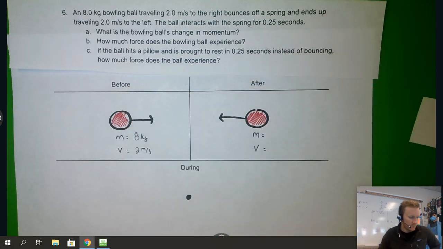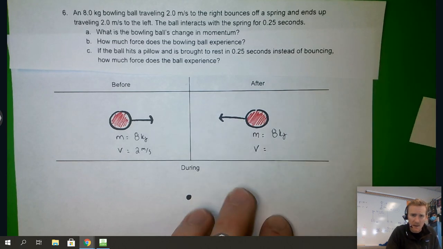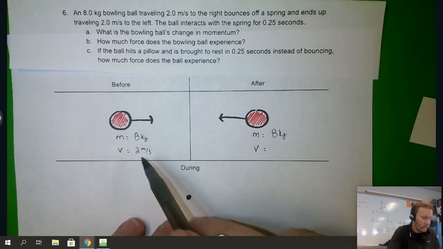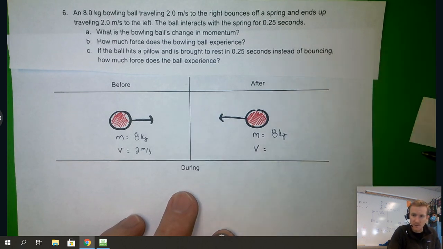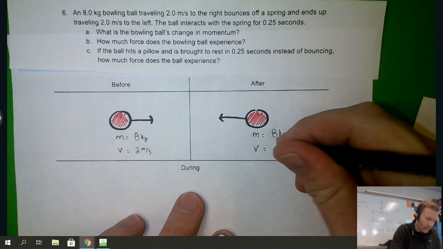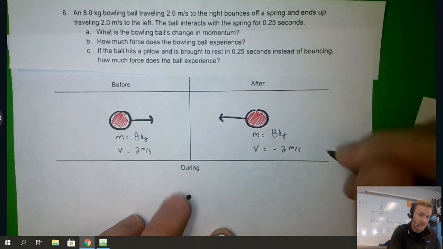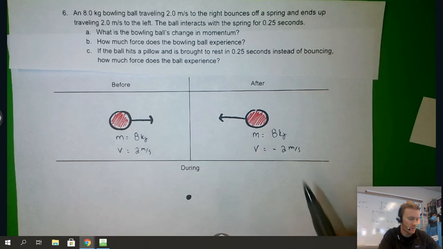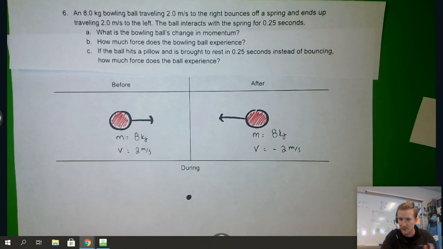Okay, so I filled in the mass of the bowling ball, which was said to be 8 kilograms. That's unlikely to change before and after. And after it interacts with the spring, it's going in the opposite direction, and so I'm going to write the new velocity as a negative. It's going the same speed but a different direction, so it's the same magnitude, but the negative signifies direction.